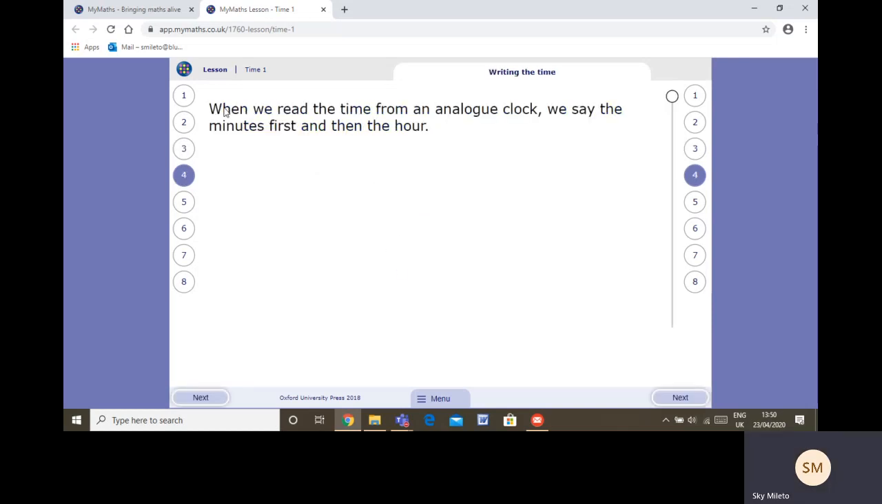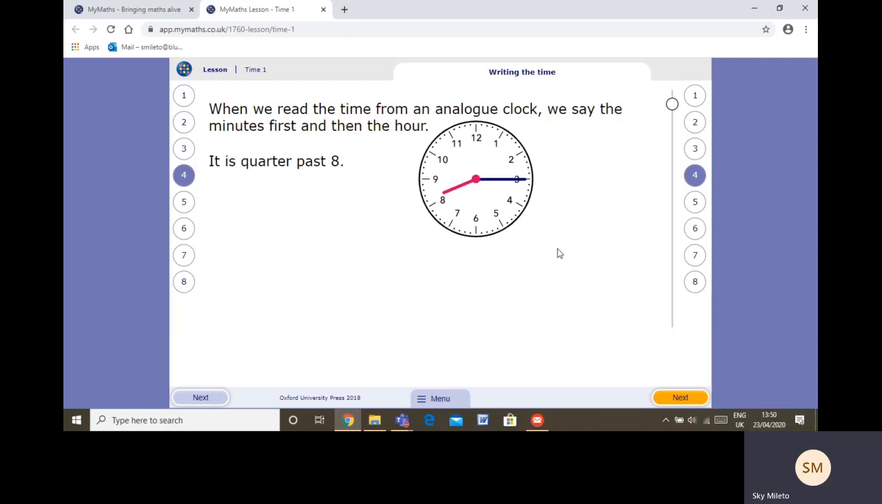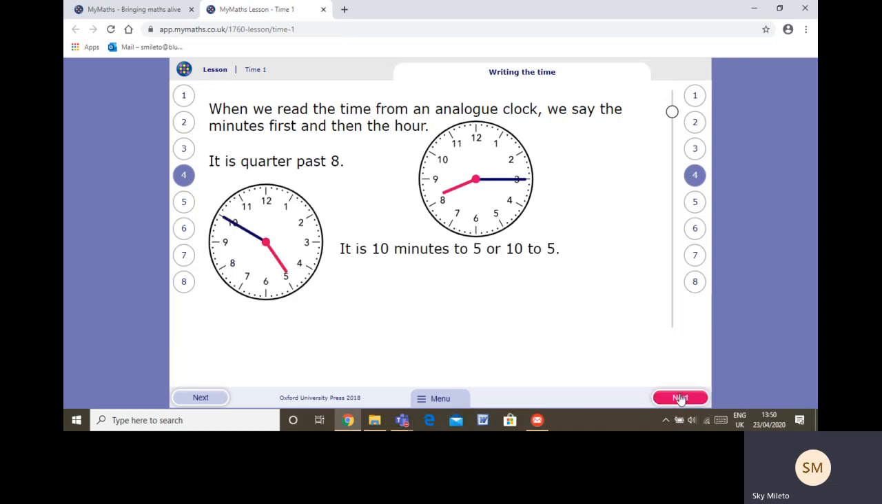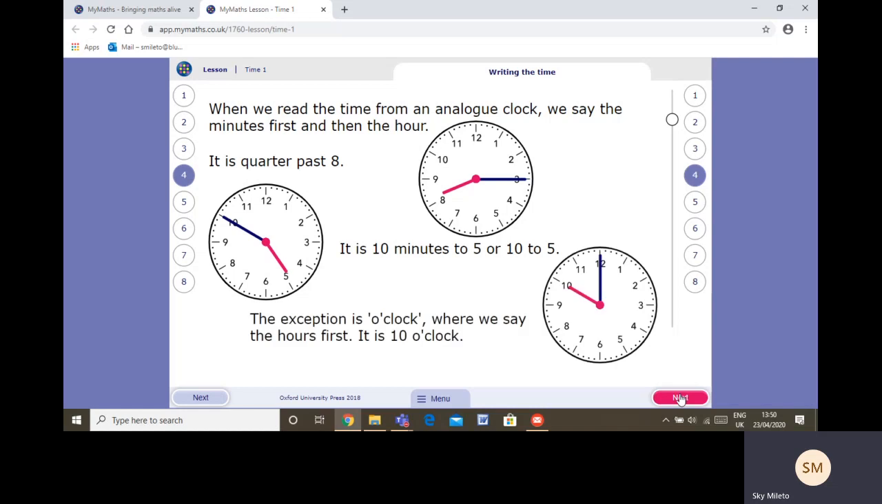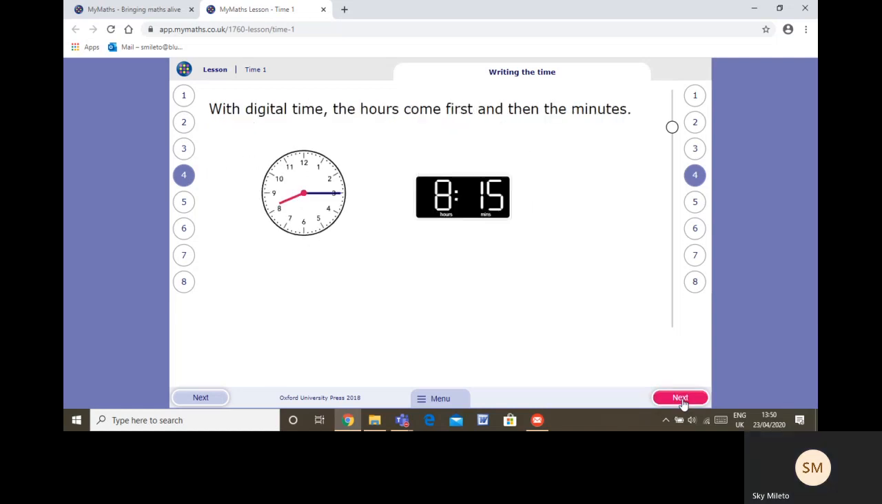Okay, back. When we read the time for an analog clock, we say the minutes first and then the hour. So we say it's quarter past 8. Or it's 10 minutes to 5, or 10 to 5. The exception is o'clock. The only time we say the hour first is when it's o'clock.